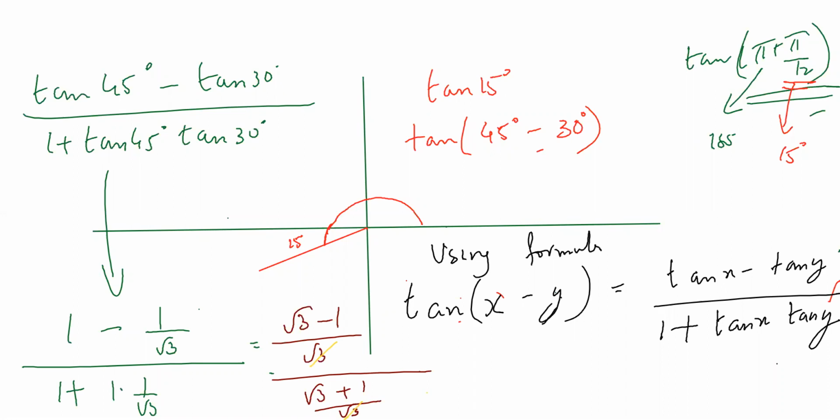Fine. Then I can do rationalization. Root 3 minus 1 by root 3 plus 1. So multiply and divide by root 3 minus 1. So what is the value I'll be getting here? I'll be getting root 3 minus 1 the whole square. Correct? So I'll get root 3 the whole square is what? 3. 3 plus 1 minus 2 root 3.